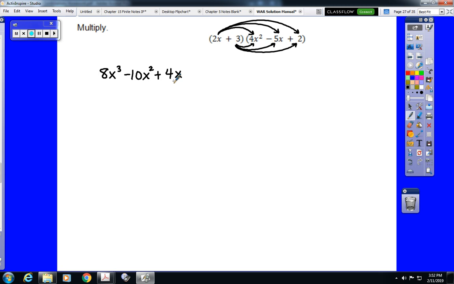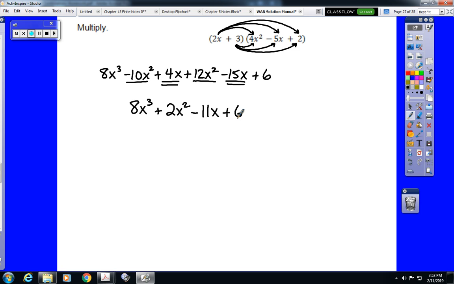Then we do 3 times 4x squared, which is 12x squared. 3 times negative 5x is negative 15x. And 3 times 2 is 6. Now we would be done here, except there are like terms that we need to deal with. So we need to add up the like term pairs. That'd be 8x cubed plus 2x squared minus 11x plus 6.